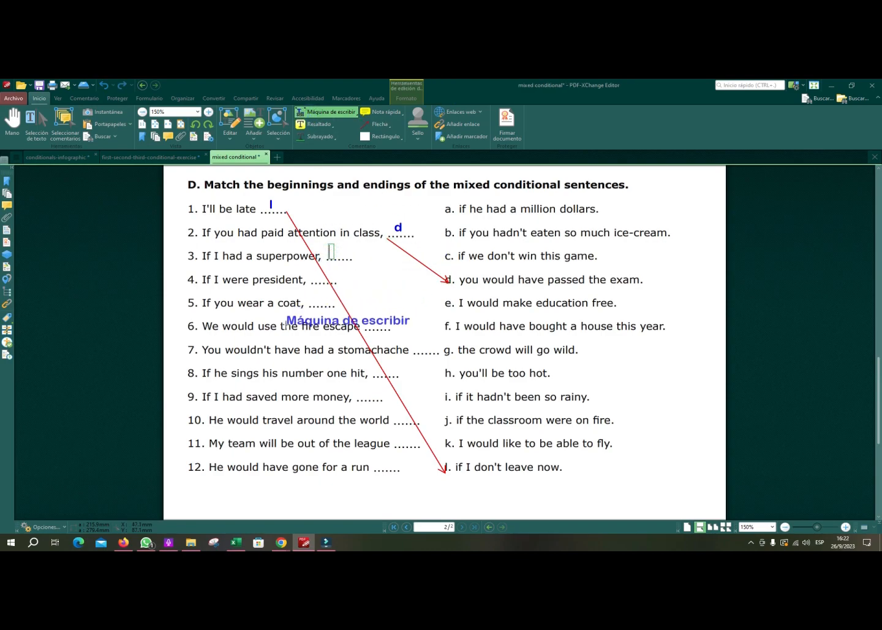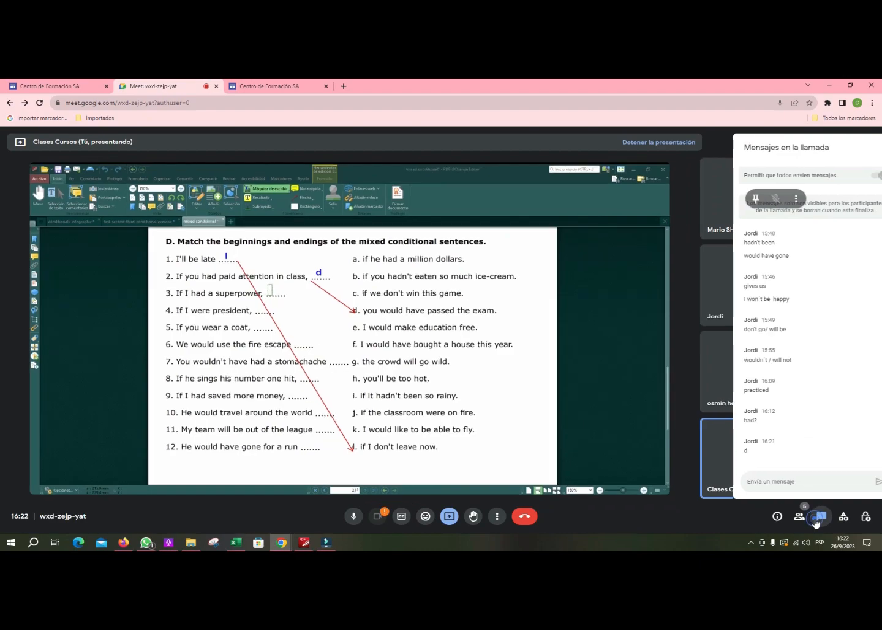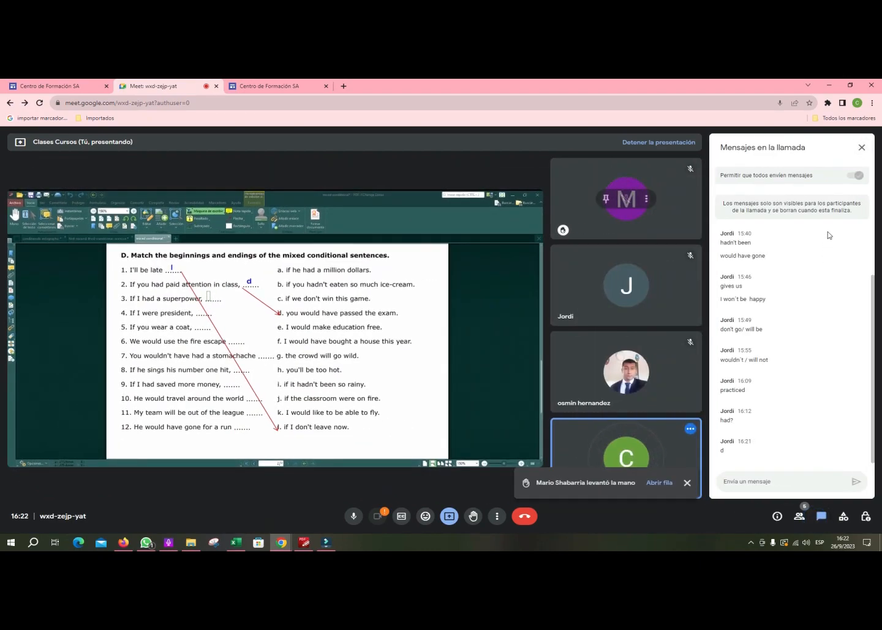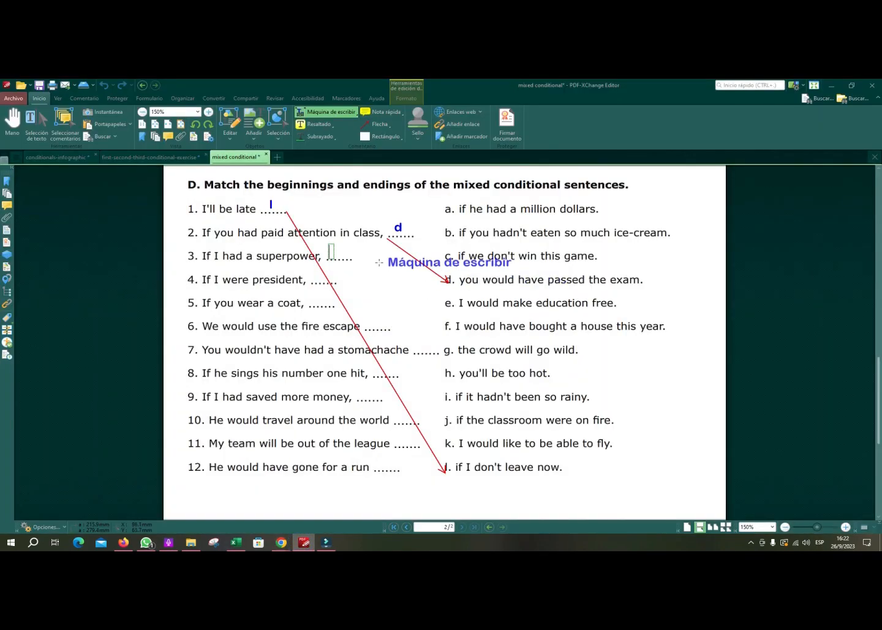Number 3, if I had a superpower, right? Let's see, Mr. Jordi. Mr. Mario, okay, tell me. Letter K, okay, that will be K. Yes. If I had a superpower, I would like to be able to fly. Nice, excellent.